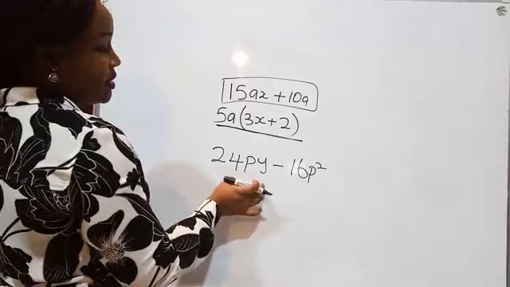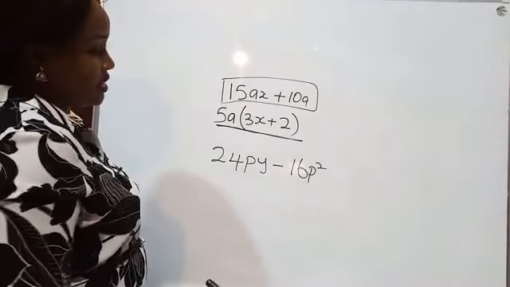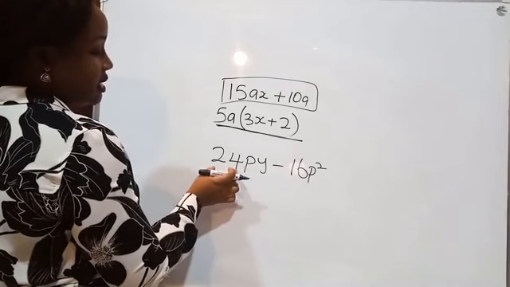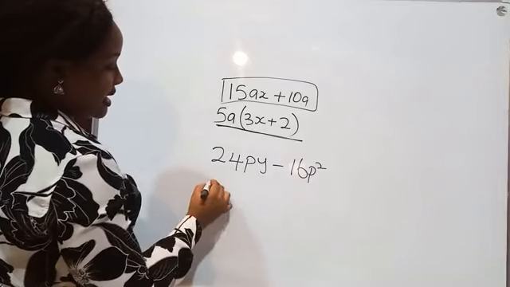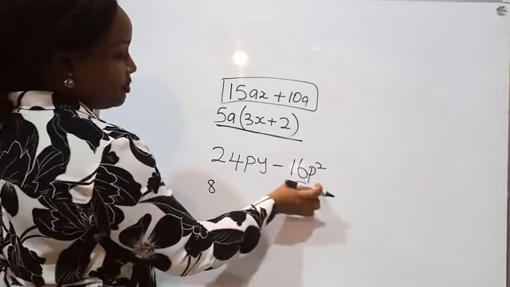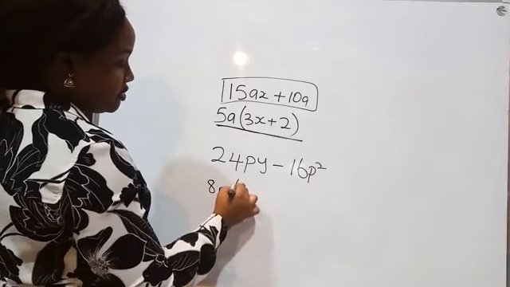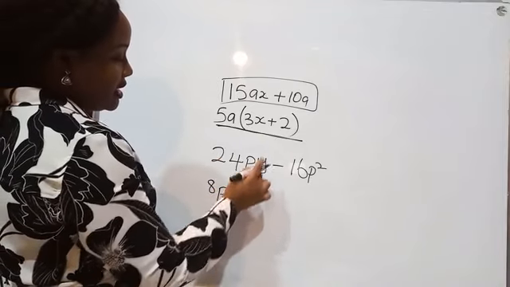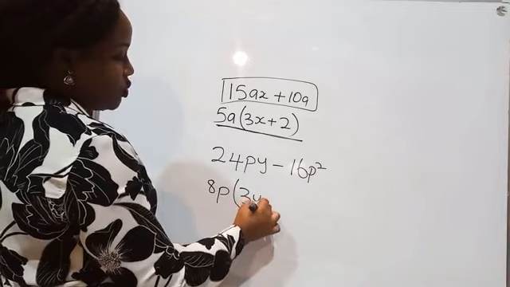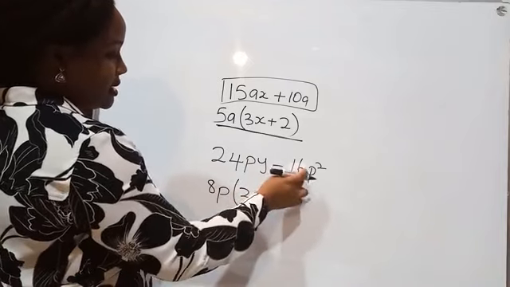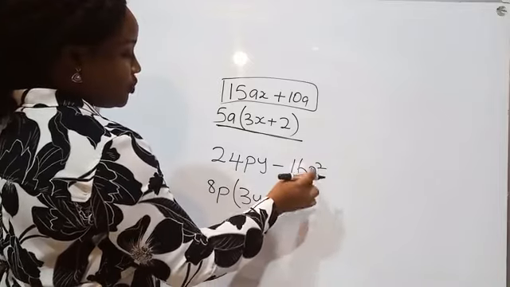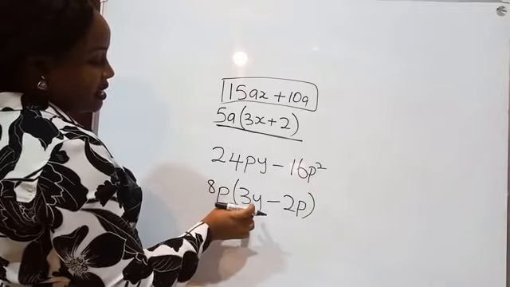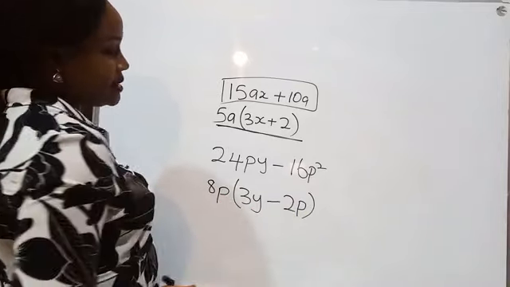Let's look at 24py minus 16p squared. The highest common factor between 24 and 16 is 8. Then py and p squared, you have p. So you open up your brackets. 24 divided by 8 is 3. Then py divided by p is y. Minus 16 divided by 8, you have 2. p squared divided by p, you have p. So you have 8p, brackets, 3y minus 2p.